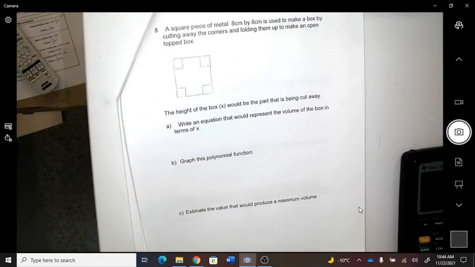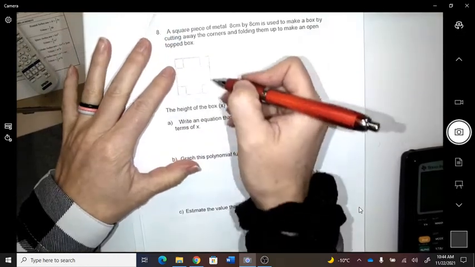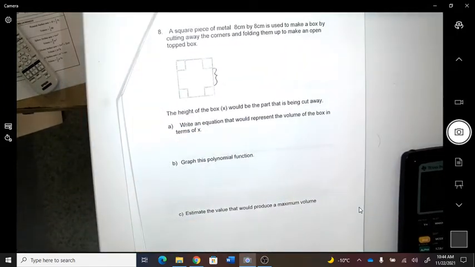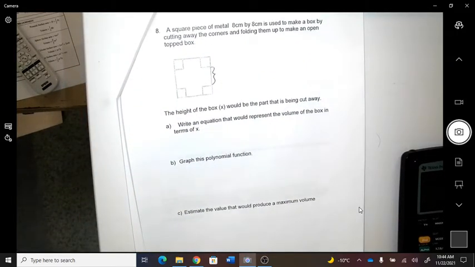We have a square paper, 8 by 8. We cut those X corners off. And then we make folds and we make it into a box. Okay, so determine the equation. So after we folded, this would be the new length. What would that length be?